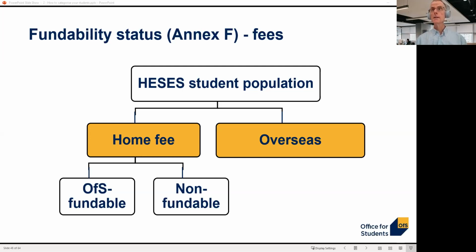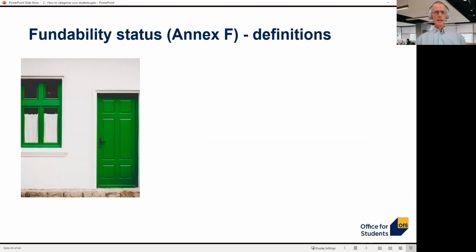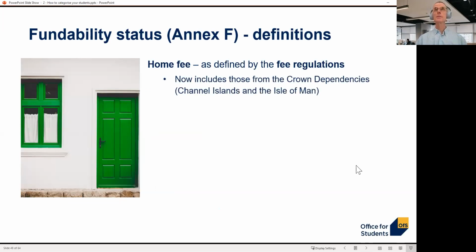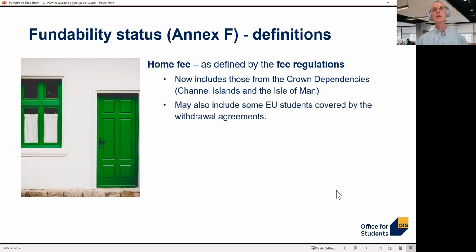So next, how are these terms defined? Well, basically it breaks down like this. Home fee is defined by fee regulations. Now this includes those from the Crown dependencies, which is to say the Channel Islands and the Isle of Man, and may also include some EU students covered by the withdrawal arrangements. Check the government guidance linked to in the HESES21 guidance in Annex F there. Basically then, everything falling outside of the home fee status is overseas.